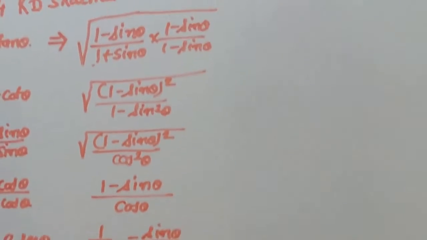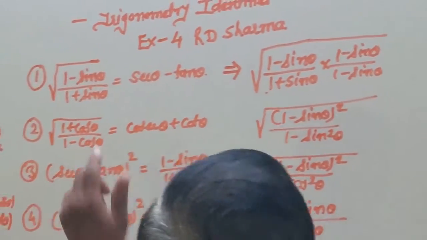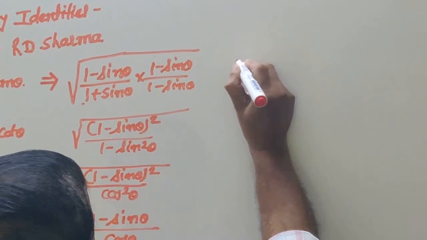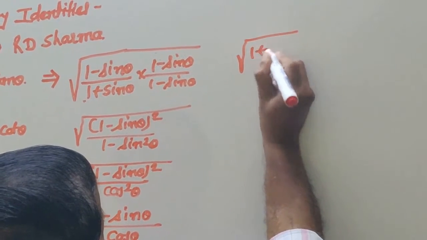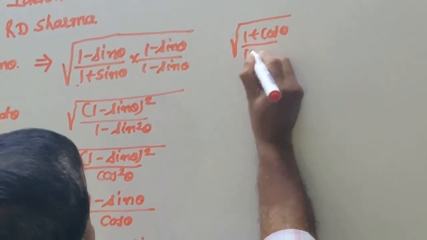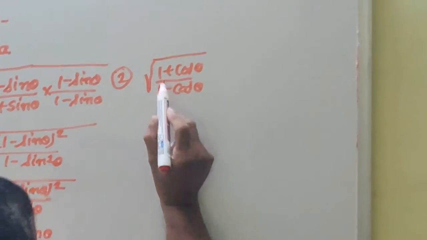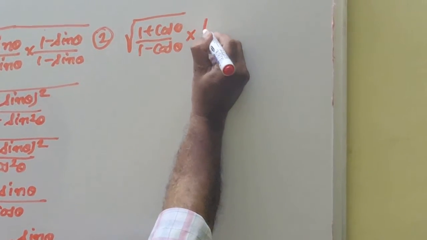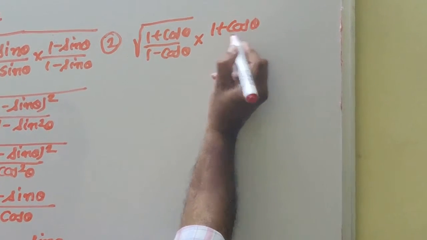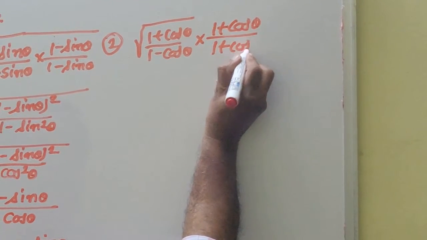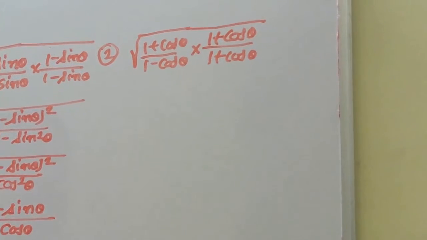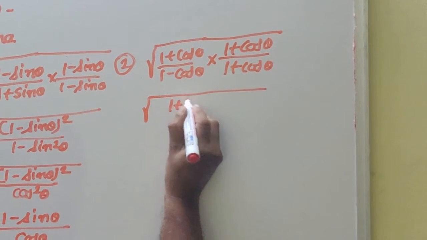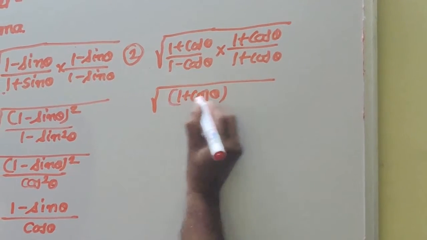Now we are going to solve the second problem, which is also of the same type. Instead of sin theta, cos theta is given. In the second problem what is given? 1 plus cos theta upon 1 minus cos theta. What is the rationalizing factor for this? It is 1 plus cos theta upon 1 plus cos theta. Write this in the root sign. Now my numerators are equal, so I can write 1 plus cos theta the whole square.